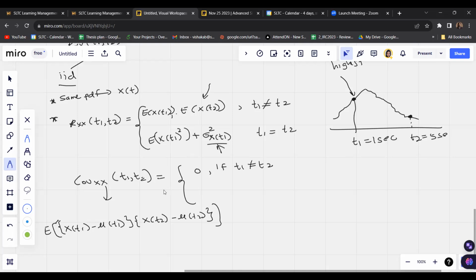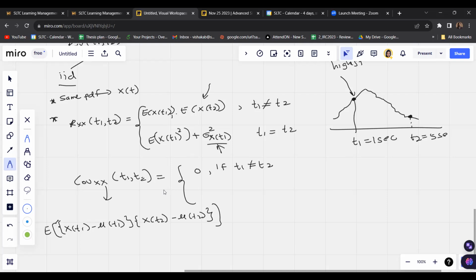And that is why we get zero here, where once you take the expectation and once you get the autocorrelation function from here. So this condition, where we have the covariance equal to 0, happens where these xt1 and xt2 are uncorrelated.